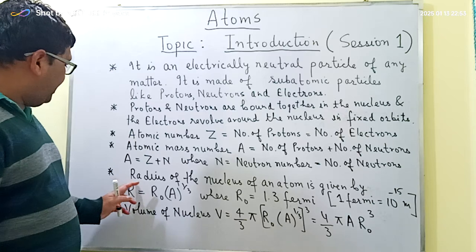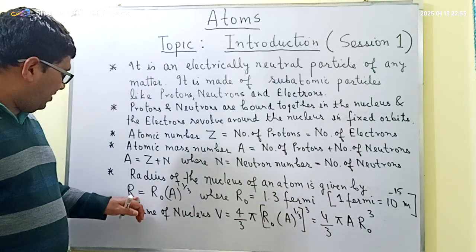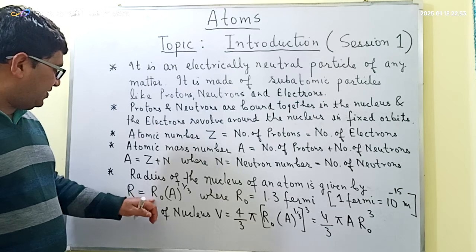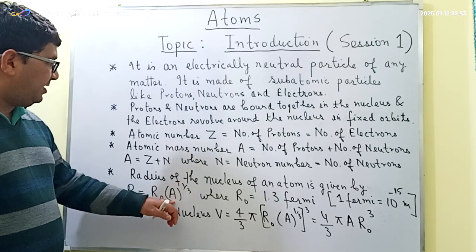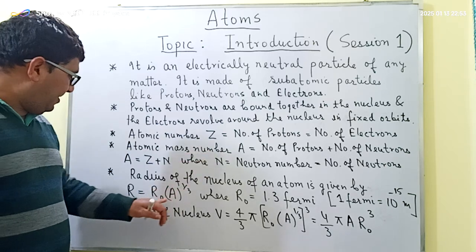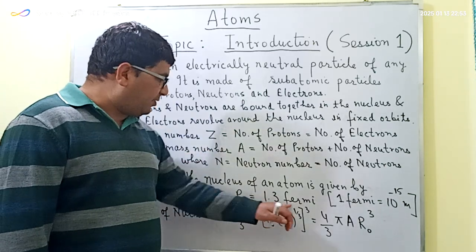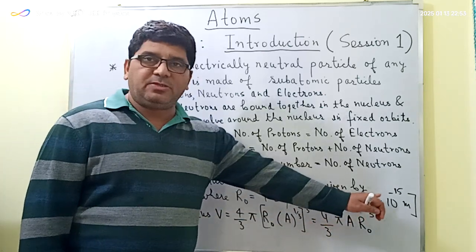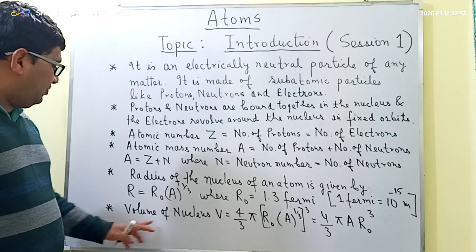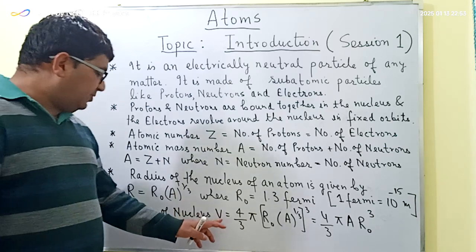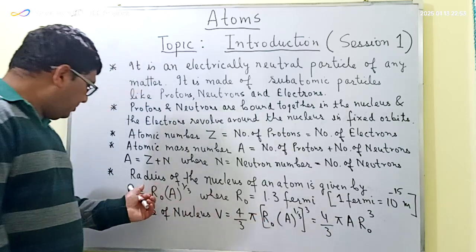The fifth point here is that the radius of the nucleus of an atom is given by this formula: R, the radius of the nucleus of an atom, is equal to R naught multiplied by A to the power 1 by 3, where A is the atomic mass number and R naught is a constant which is approximately equal to 1.3 Fermi, where 1 Fermi is equal to 10 to the power minus 15 meter. So the volume of the nucleus is equal to 4 by 3 pi R cube.